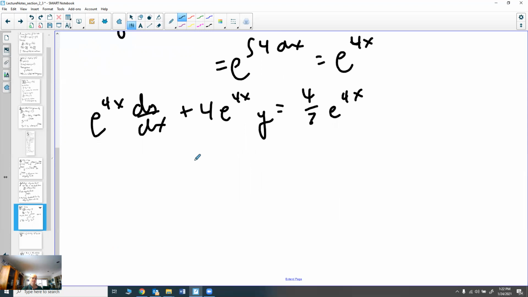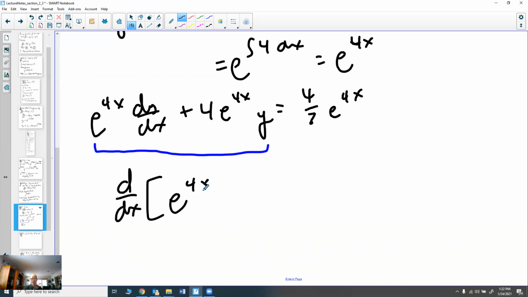And you're like, well, that doesn't look any easier. That looks more complicated. I have no idea what this is and why do we do this? But there actually is a reason we did this. Looking at this, e to the 4x dy/dx plus 4 e to the 4x times y, you might notice something about this. What you might notice is that this happens to be the derivative of e to the 4x times y.